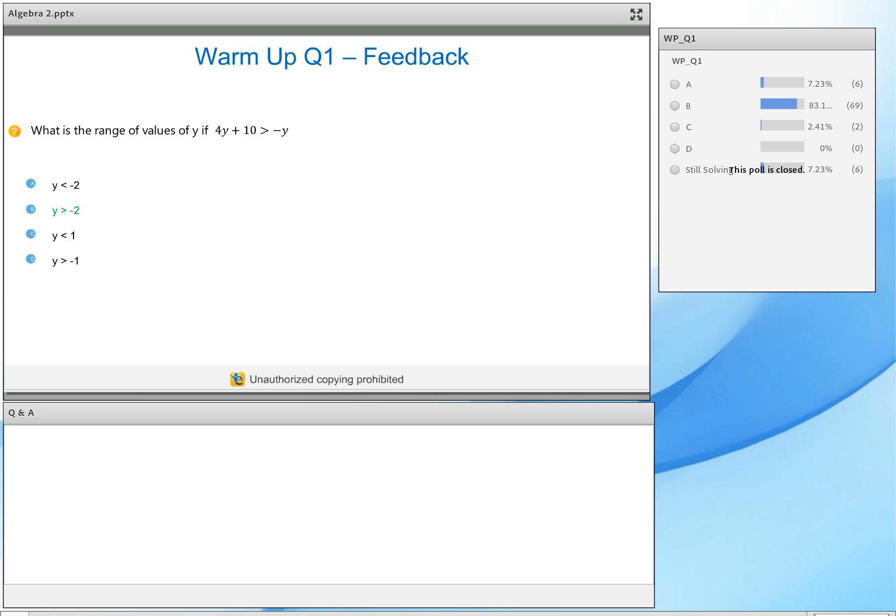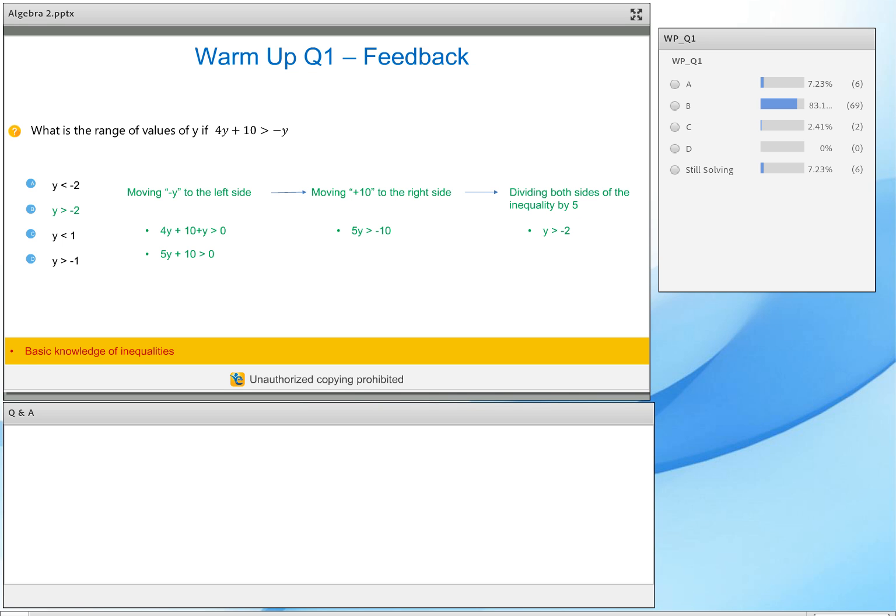So first question, almost everyone got it right. This is a very basic question on how to solve inequalities. You move minus y to the left side, put the like terms together and then simply solve this. So you get y is greater than minus 2. Again, almost everyone got this question right. For those of you who didn't, I want you to make sure that you learn the basics in inequalities. Make sure that you work on the basics first.